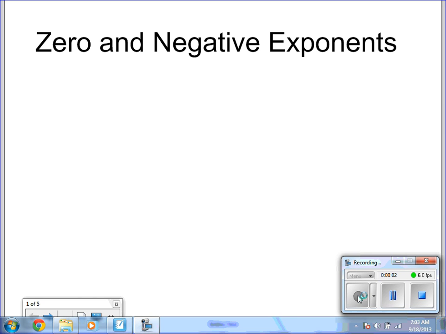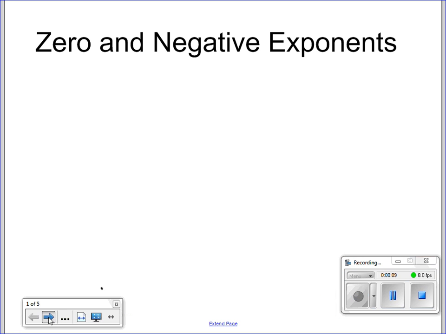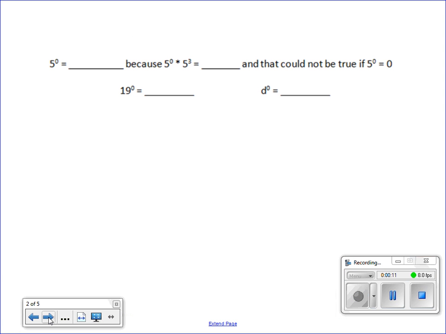Today we're going to look at 0 and negative exponents. First of all, we're going to look at 0 exponents. So we have 5 to the 0th power. That is going to end up equaling not 0, but 1. Right?